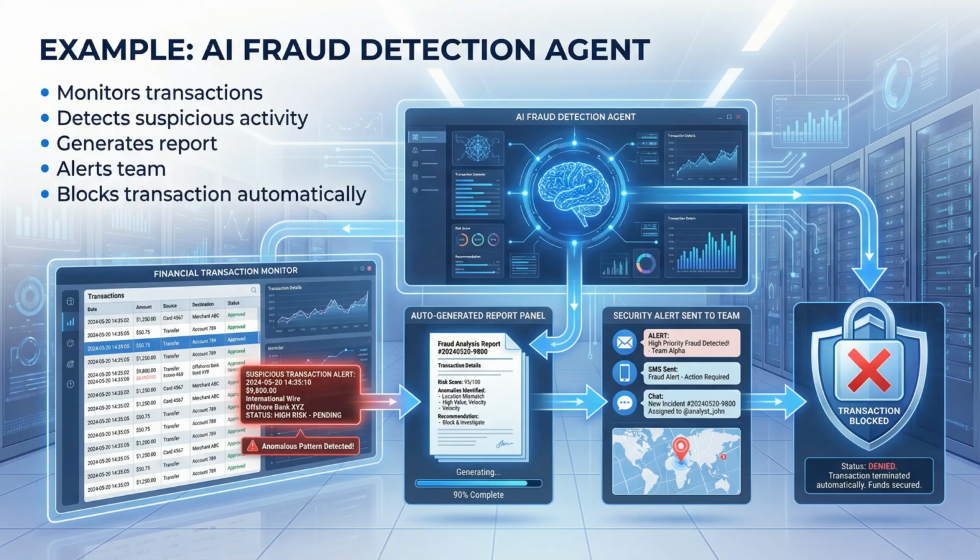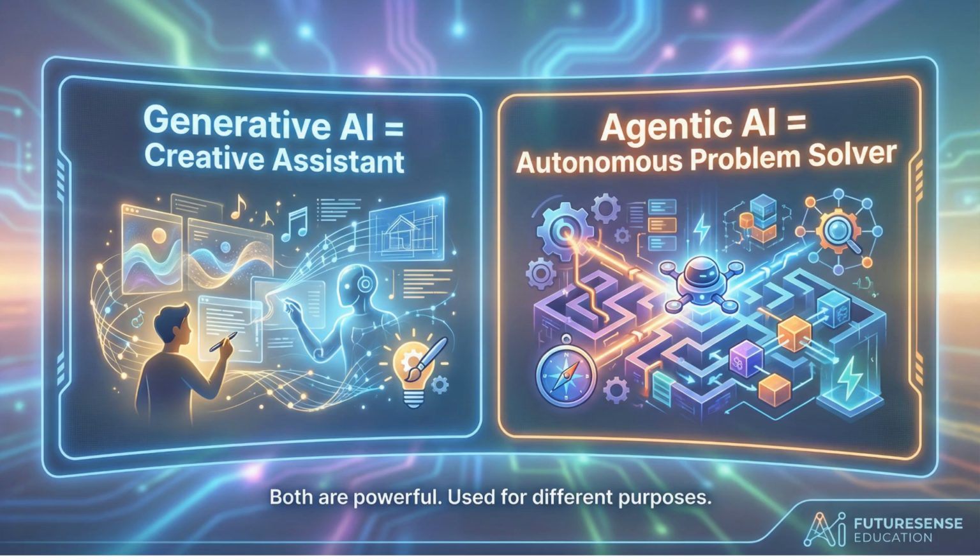Forward-thinking organizations are using generative AI for creativity and analytics, testing agentic AI in controlled environments, building policies and safety frameworks, training teams to collaborate with AI systems. So remember: generative AI is your creative assistant.